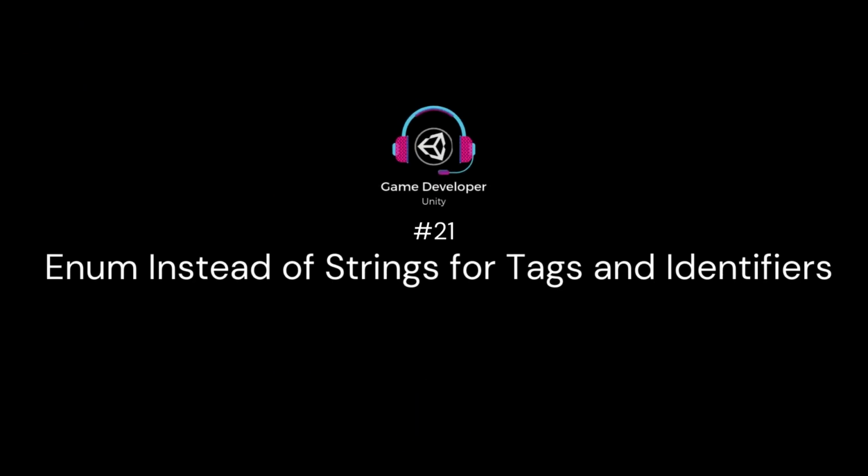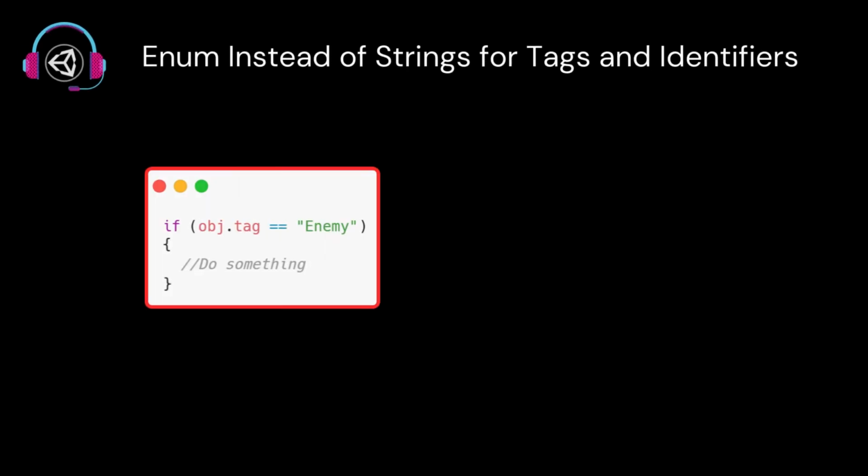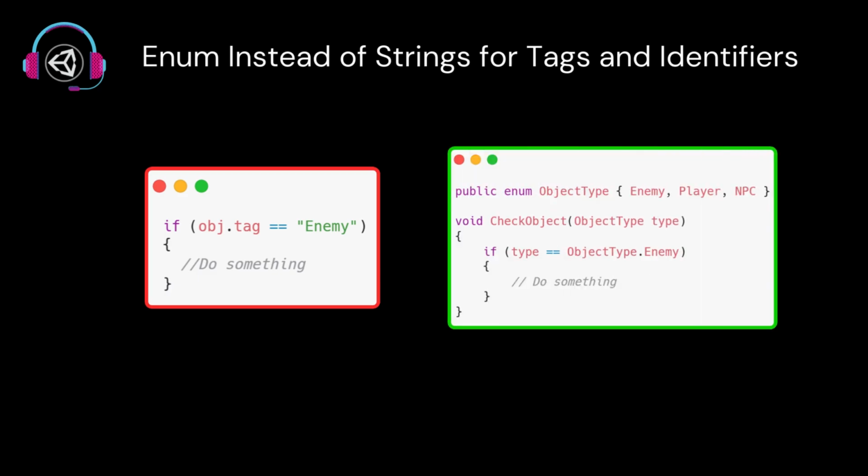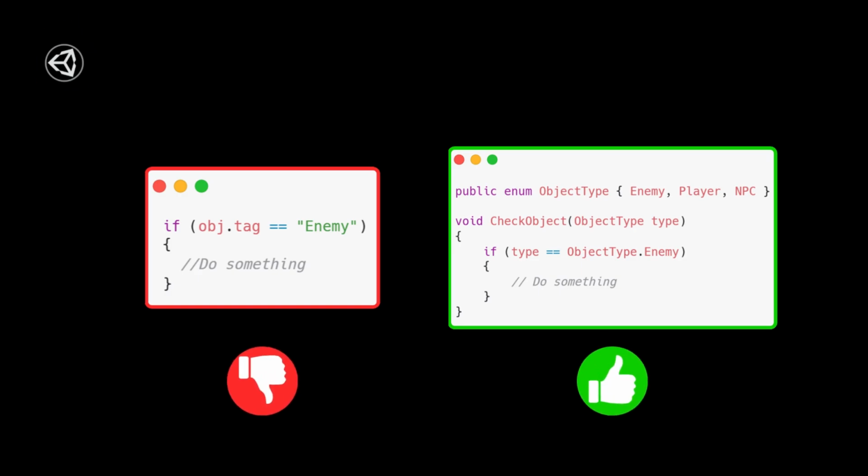Tip number 21, use enum instead of strings for tags and identifiers. String comparisons can be slow, especially when used in tags and identifiers. To optimize performance and improve code readability, replace string literals with enums. This reduces the overhead of string comparisons and makes your code more efficient.